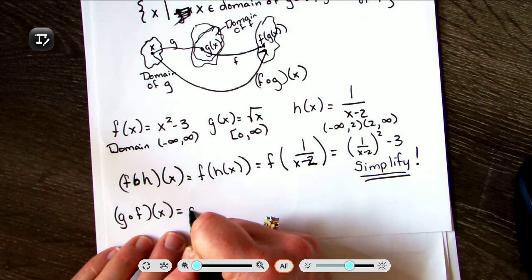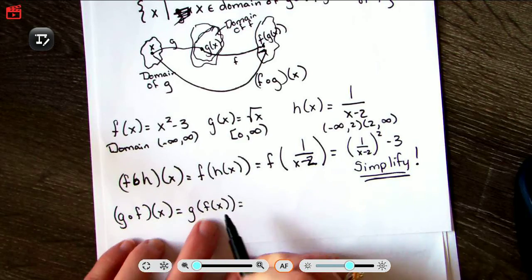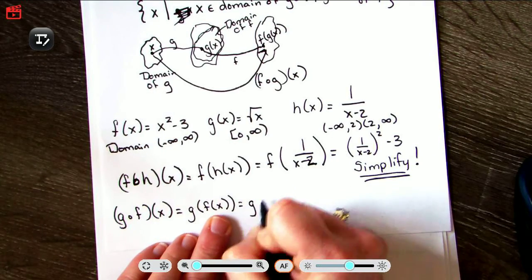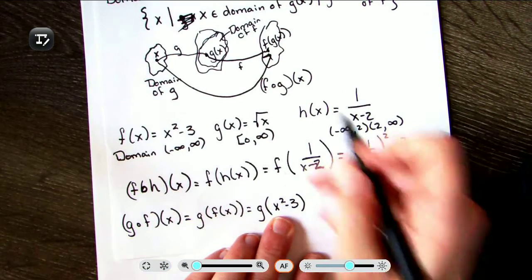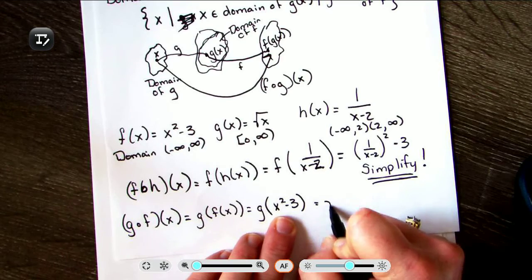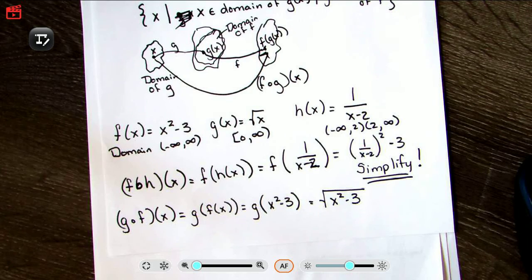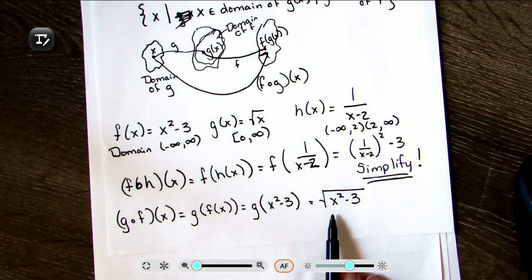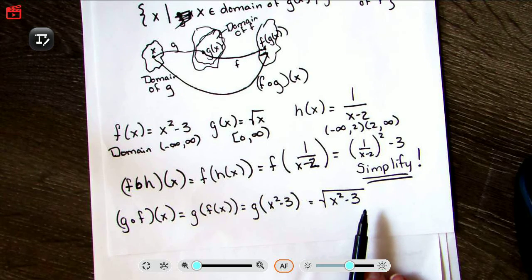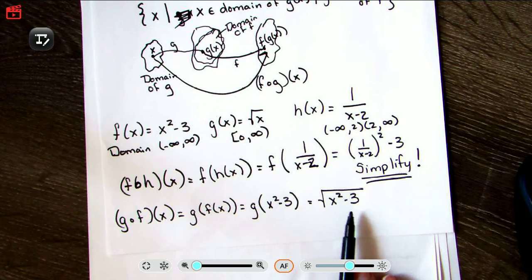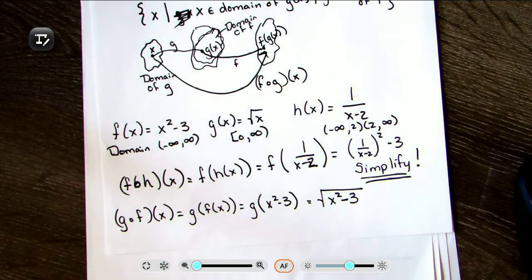So this is going to be g of f of x. That means f, that's this guy, and I'm going to put this in here. So we'd have the square root of x squared minus 3. Now one thing to note is we cannot break up and take the square root minus a square root. It does not work that way. We can only do that if this was multiplication, not subtraction. So this is stuck just the way it is.